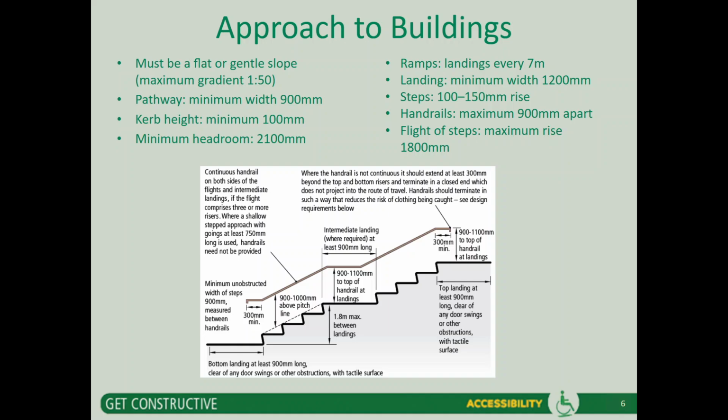Ramps, landings every 700 millimeters or 7 meters. Okay. We also need landings with a turning circle. Okay. We also have steps, 100 to 150 rise, and handrails, maximum 900 millimeters apart. Flight steps, maximum rise of 1800 millimeters. These are all to ensure people can get ease of access to your building. And also you have, see there, 1.8 meters maximum between landings.